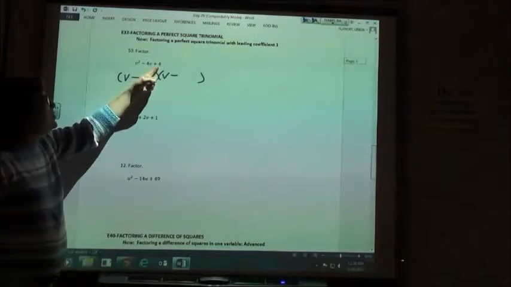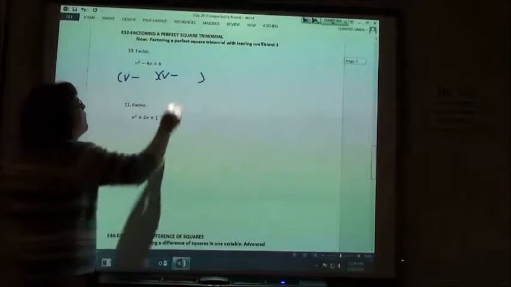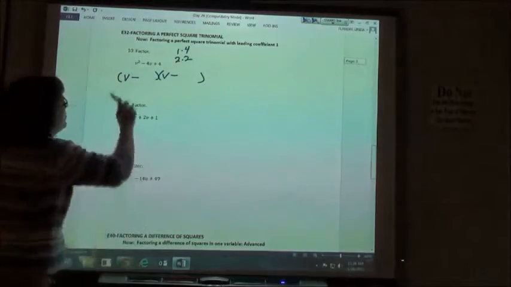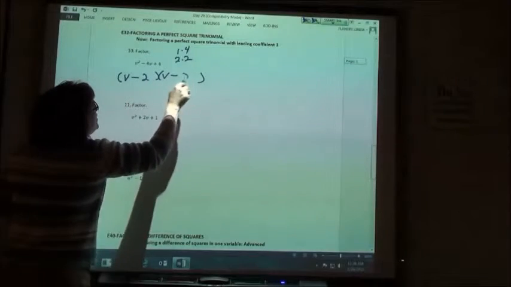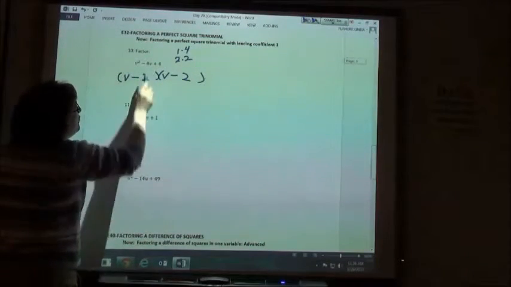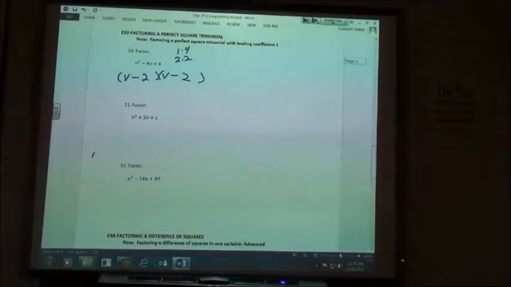I want my factors of 4 that add up to negative 4. 1 times 4 or 2 times 2. Well, when I plug them in, 2 and a 2, right? A negative 2v plus a second negative 2v is the negative 4v in the middle.